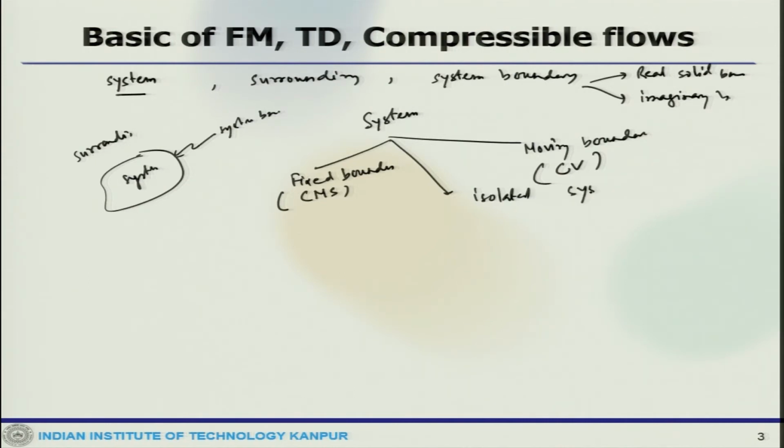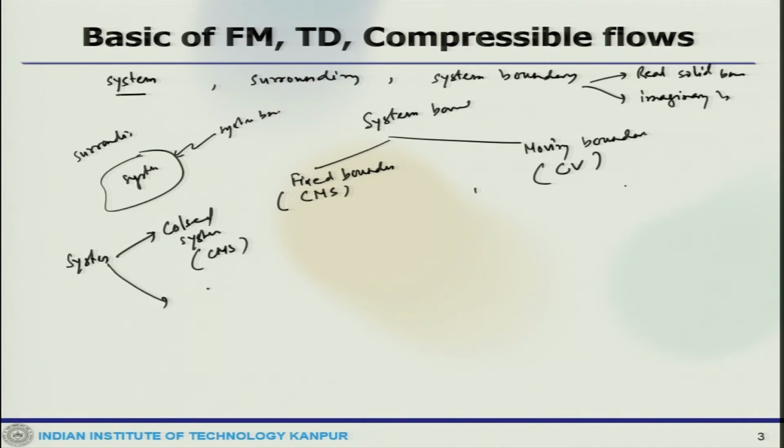So, one is closed system. Let us now define based on the system. There could be closed system, which is control mass system. There could be open system, which is control volume system. Then there could be isolated system.